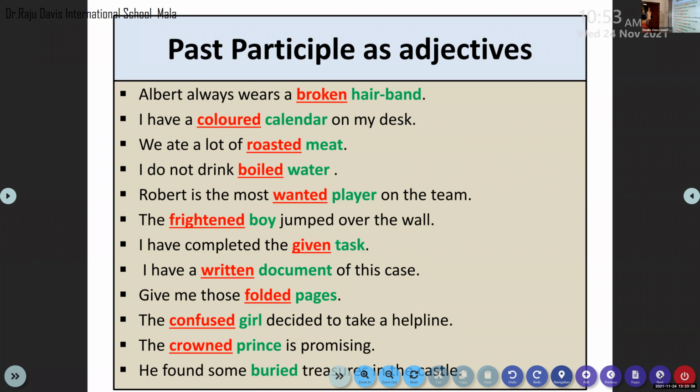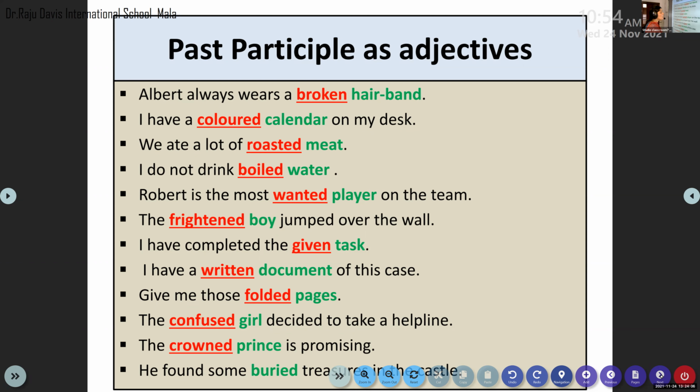Third one, we ate a lot of roasted meat. Roasted meat. The meat is not raw, it is roasted. It is not fried, it is roasted meat. So roasted, the past participle form, is used to describe the meat. So this is an adjective here.